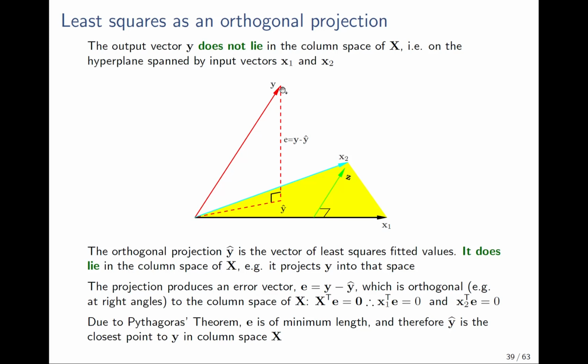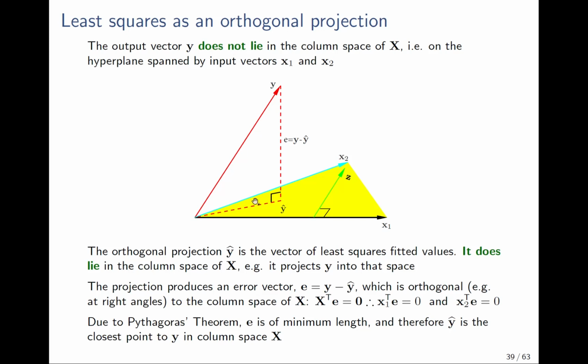So that's what least squares is doing. It's projecting y into the column space. It's doing it through these fitted values, and that produces an error. But due to Pythagoras' theorem, as long as these error terms are orthogonal to the column space, it must be the case that e is of minimum length. That's what Pythagoras' theorem tells us. And therefore, the y hat that we obtain through least squares estimation is the closest point to y in the column space of x. Or in other words, the error vector is of minimum length.